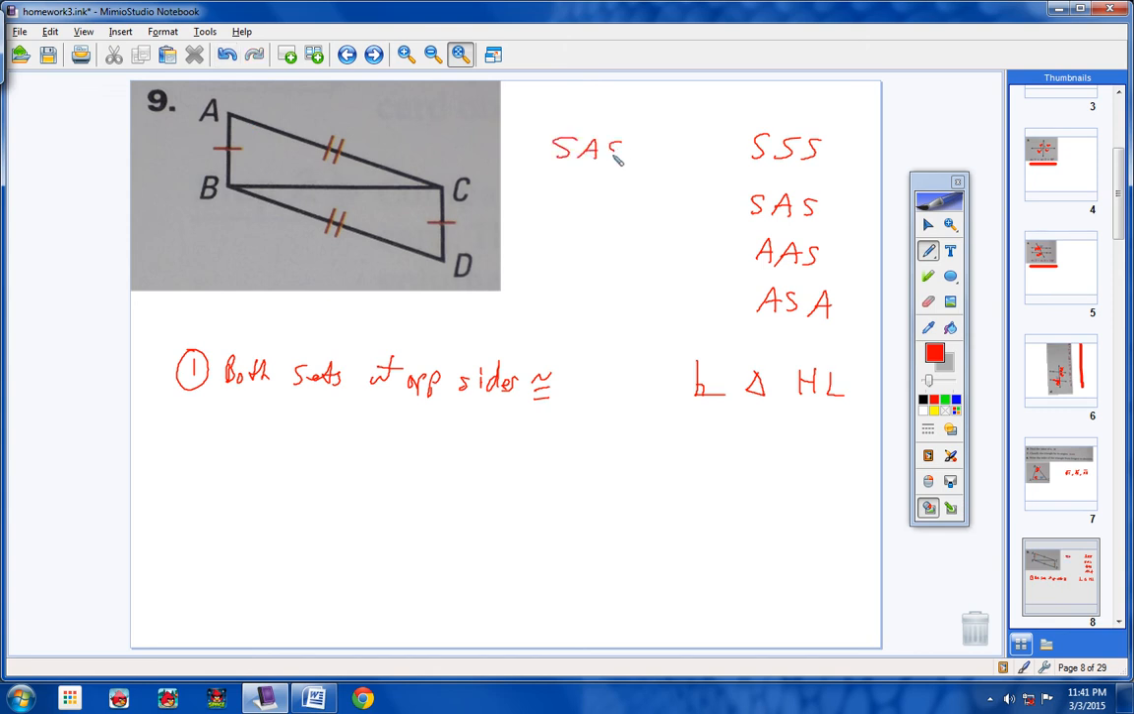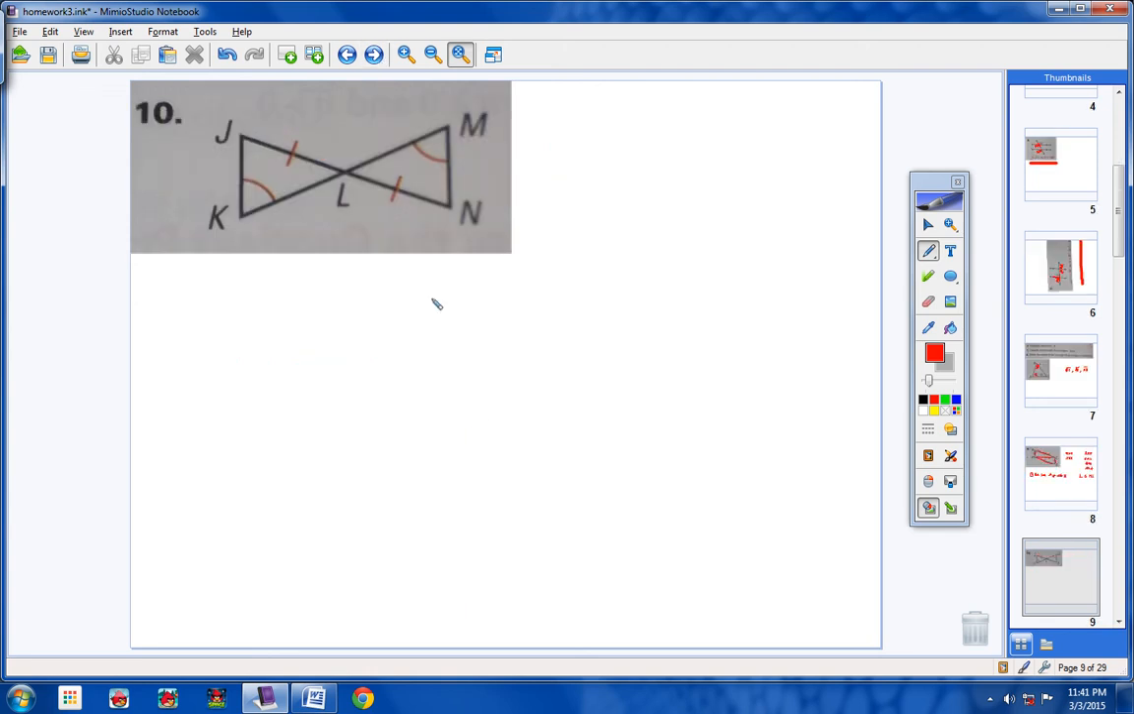But there's also another way they're congruent, if you think about it. And that is side, side, side, because this side's congruent to this side. This side's congruent to this side. And they both share the side here. So also we can say these two triangles are congruent by side, side, side. Okay, moving on to number 10.